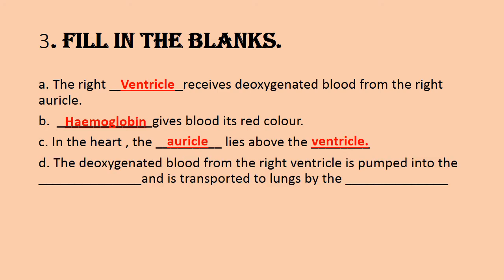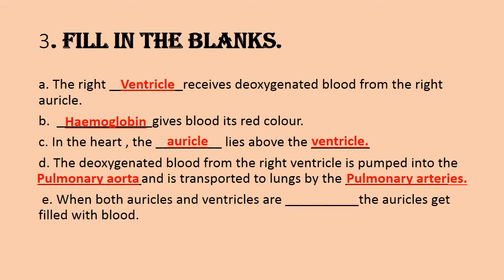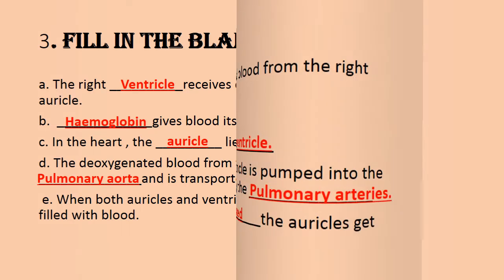Part D, the deoxygenated blood from the right ventricle is pumped into the dash and is transported to lungs by the dash. So its answer is pulmonary aorta and pulmonary arteries. Part E, when both auricles and ventricles are dash, the auricles get filled with blood. So when they are relaxed, the auricle.